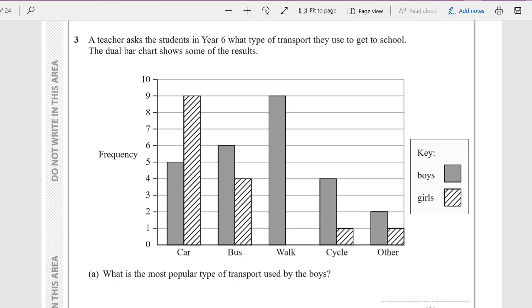Okay, question 3 says, a teacher asks students in year 6 what type of transport they use to get to school. The dual bar chart shows some of the results. So let's look at this bar chart very quickly. So frequency on the y-axis, and then here on the x-axis on the horizontal, we have the mode of transport. So this is the key. So boys is filled, and then girls is sort of sketched diagonal lines.